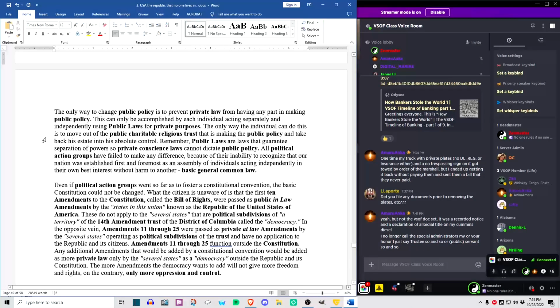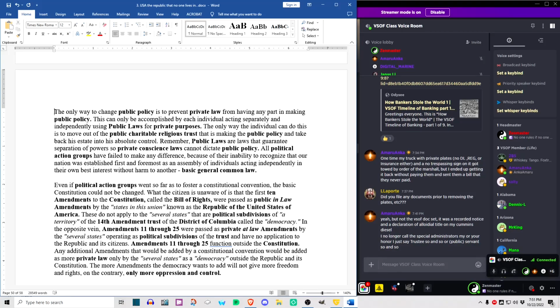The only way to change public policy is to prevent private law from having any part in making public policy, meaning private law of the Roman civil law side, making public policy. Public policy is only the administration of infants. Well, infants and corporations. So I wouldn't have a problem with public policy as long as it had law that was written down for corporations that they had to follow, right? You can't go using a nuclear weapon to, say, blast down a whole entire forest at once and then go pick up the trees.